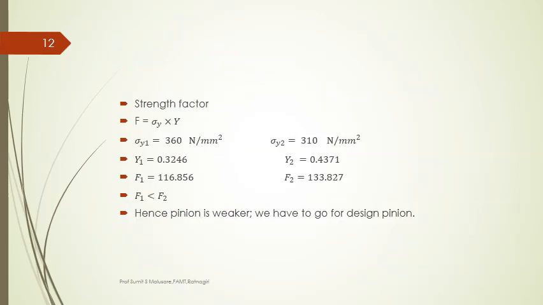Then strength factor F is equal to sigma y into y. So sigma y1 is 360, sigma y2 is 310, y1 is 0.3246, y2 is 0.4371 for the similar problem, whatever we consider here. And then consider f1 is lesser than f2, it means that the pinion is weaker and we have to go for design of the pinion. Now, these values will be changing as per the problem.